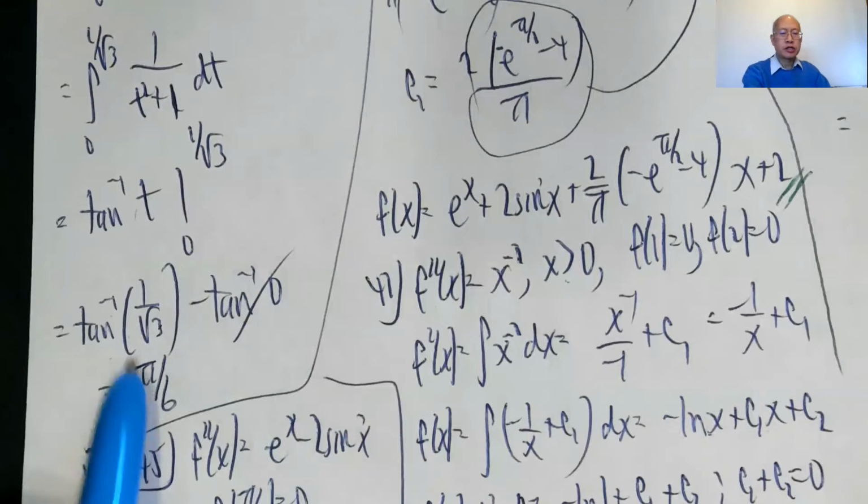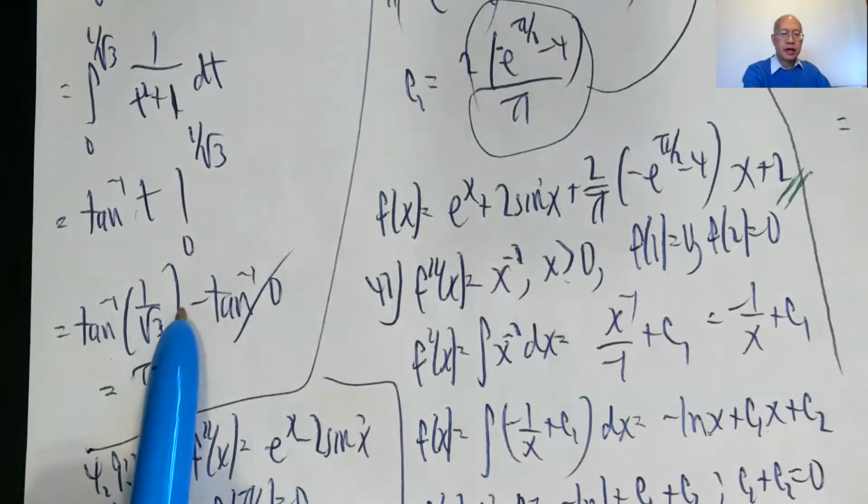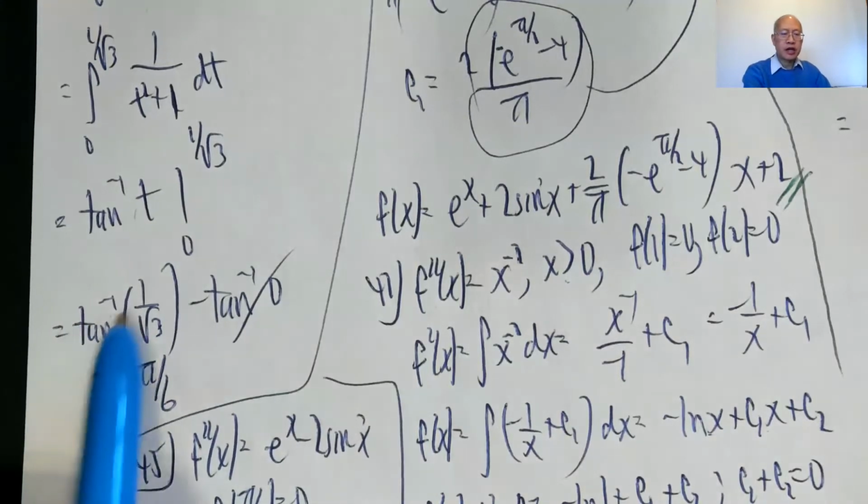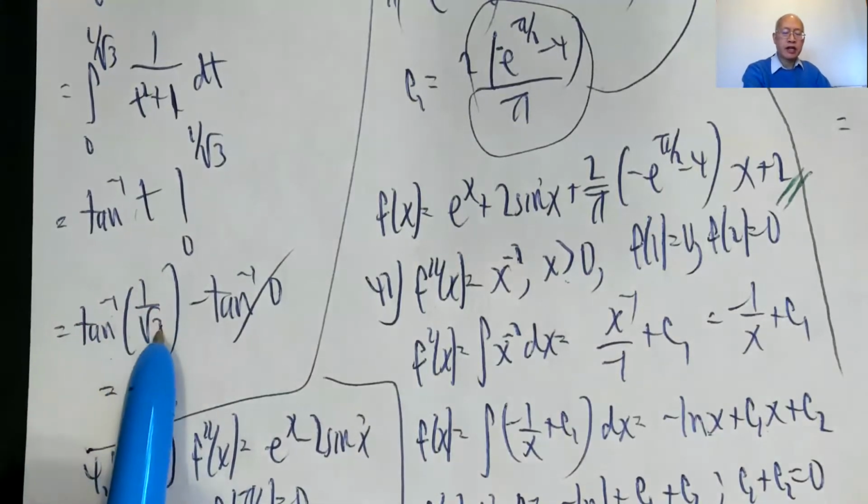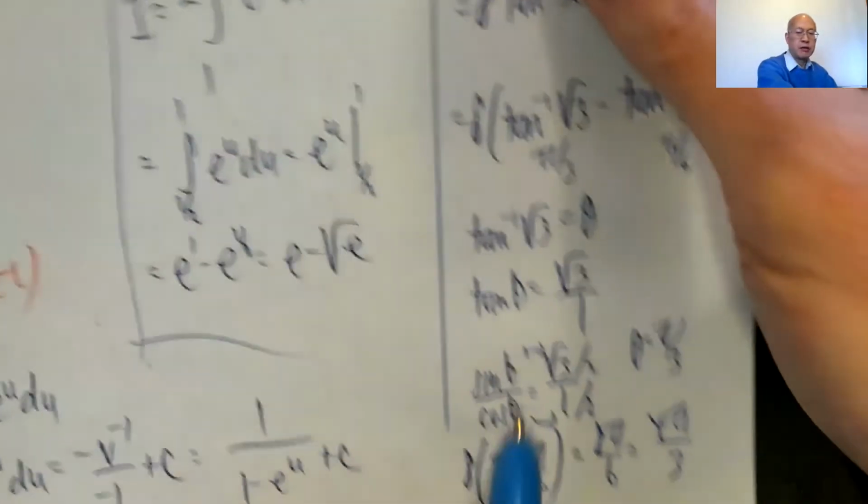Do the same trick where I showed you before. Call this theta. And tangent of theta is 1 over radical 3. And then divide top and bottom by 2. So that was the hint. Work that problem out in a similar fashion to that.